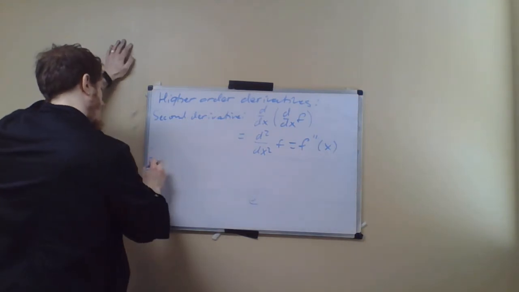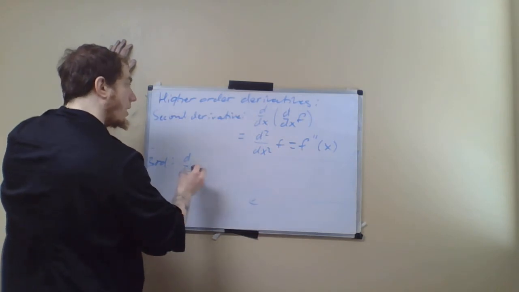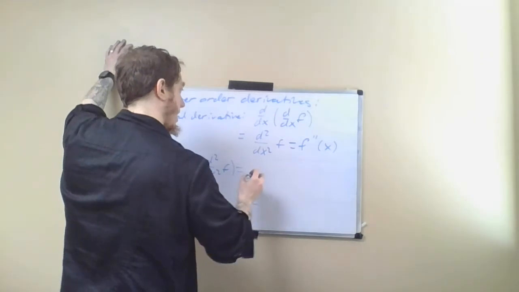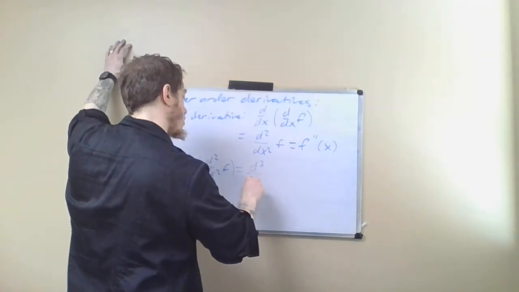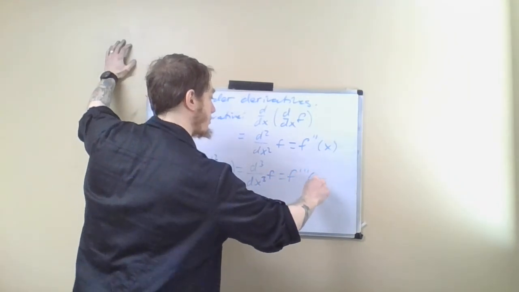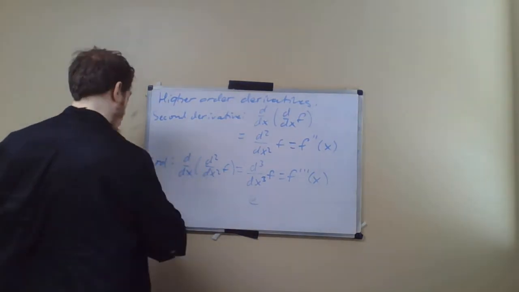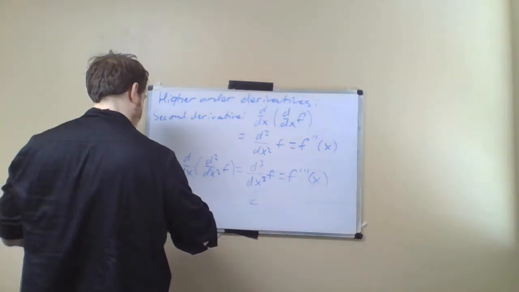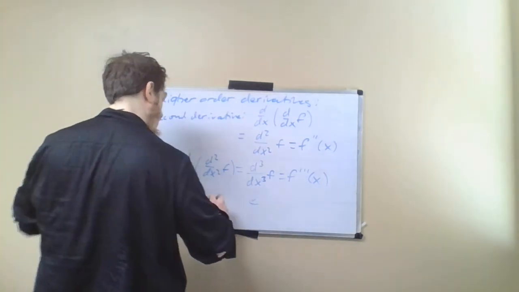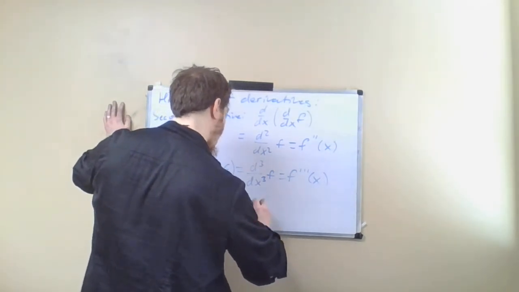The third derivative is now going to be the derivative of the second derivative. And we can write this as d cubed by dx cubed of f, or we can write this with 3 primes. And in general, you keep on going like this. So if you take n derivatives, this is the nth derivative, and it can be written as d to the n by dx to the n f.